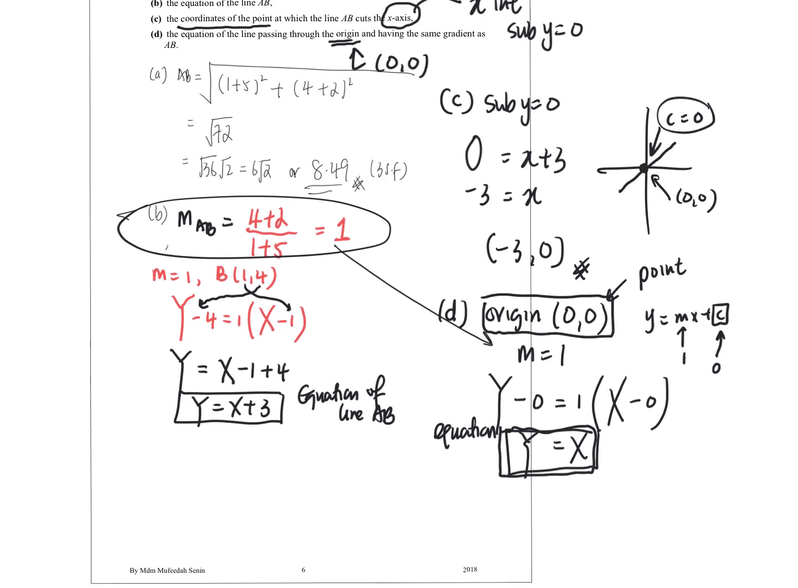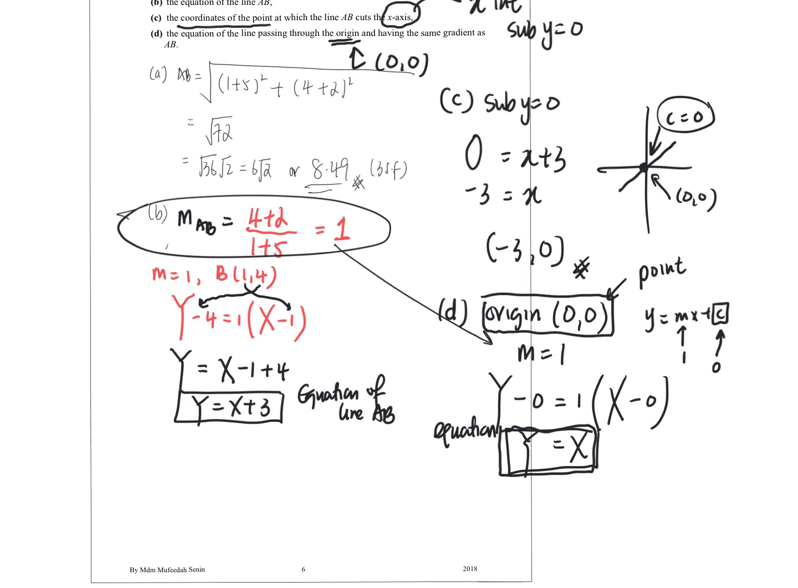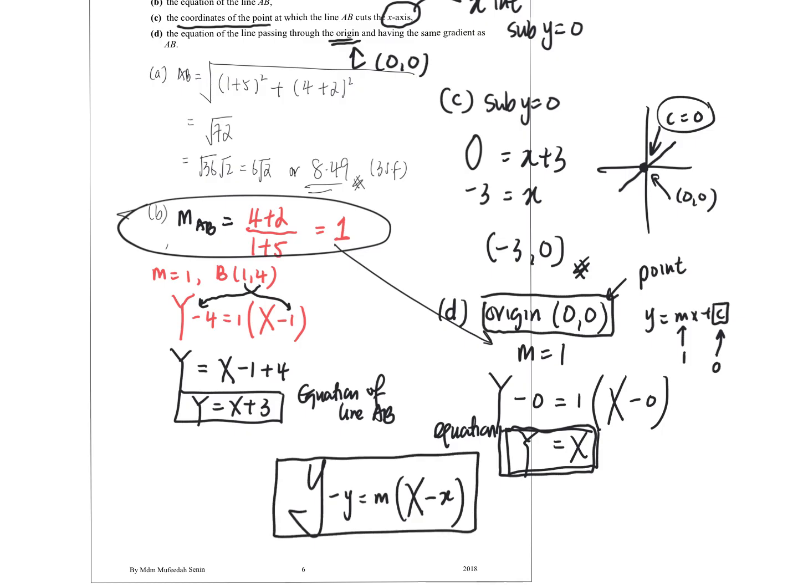So this is the formula that you might want to use. If you don't like capital letter, you can write like that. This is the formula to find equation. Other than this one, you can use either formula.